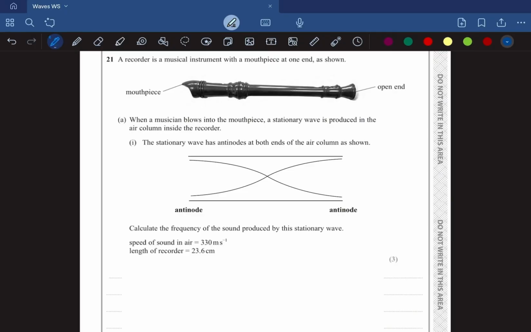It says a recorder is a musical instrument with a mouthpiece at one end as shown. So basically this is the mouthpiece, and there is an open end as well.